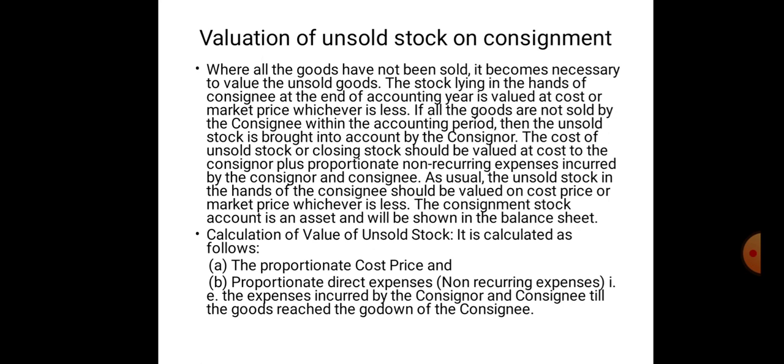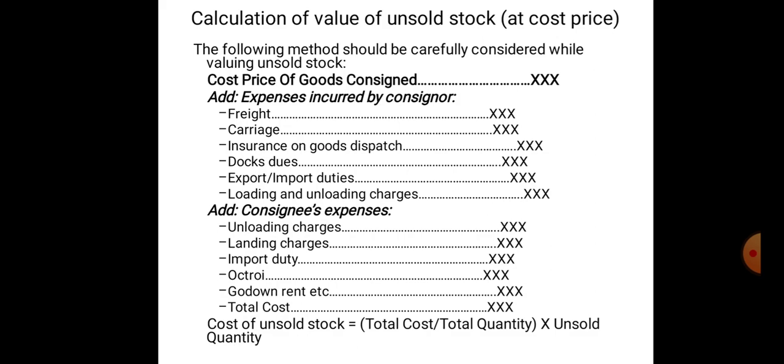So for the calculation of value of unsold stock, you have to take the proportionate cost price and the proportionate direct expenses. Direct expenses are nothing but non-recurring expenses which have been incurred by the consignee and the consignor till the goods reach the godown of the consignee. So this is how we will be valuing the unsold stock at cost price. First you will be taking the cost price of the goods consigned, and then to that you have to add the expenses incurred by the consignor, that is direct expenses.